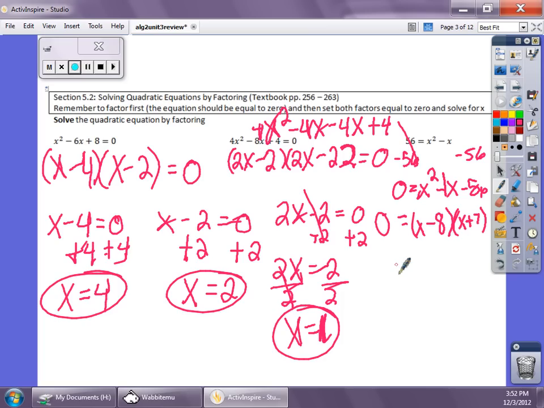Those two numbers are negative 8 and positive 7. Whenever you set both of those factors equal to 0, you get x equals positive 8 and x equals negative 7 as your zeros. And remember, those are the two places where your quadratic equation, your parabola, crosses the x-axis.